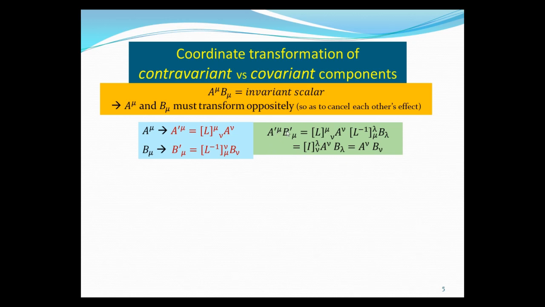So if you look at A prime B prime, A prime is transformed with a Lorentz transformation, and B prime with the inverse because it is covariant. Then you put in the effect of these two, L and L inverse, and that simply gives you the identity with indices lambda nu, which is like a Kronecker delta, and equal to just changing lambda to nu. So A prime B prime is unchanged.